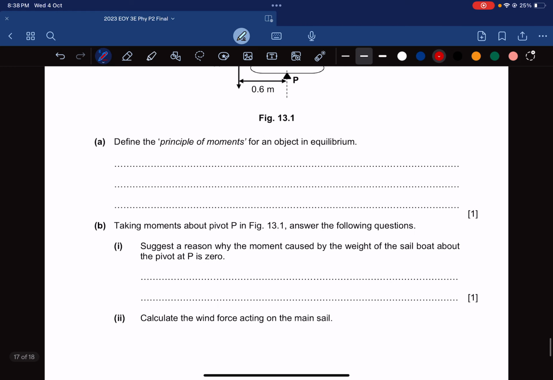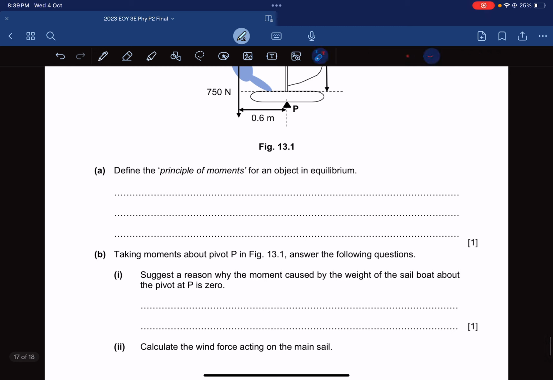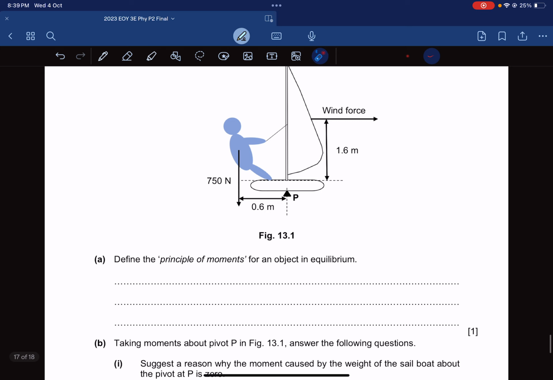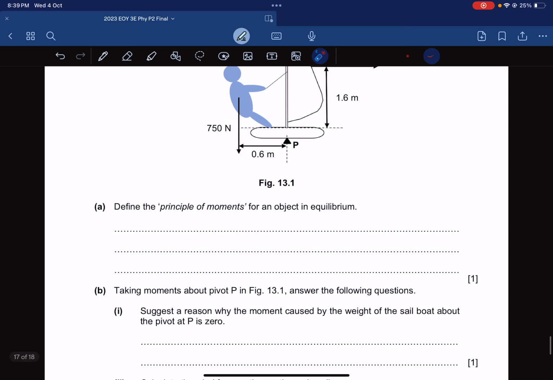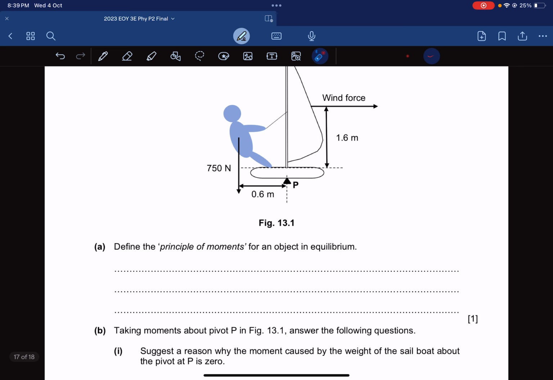Question 13b part 1. Taking moments about pivot P in figure 13.1, which is this pivot here, suggest a reason why the moment caused by the weight of the sailboat about the pivot at P is 0. A very simple and obvious reason is that the weight of the sailboat at pivot P is equal to 0, and we know that the sailboat will definitely have a weight. This tells us that the center of gravity of this sailboat must lie directly above pivot P.